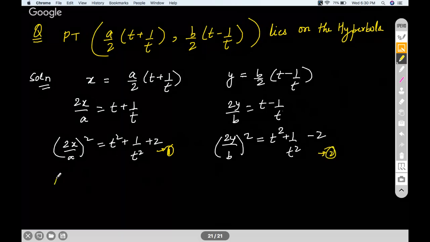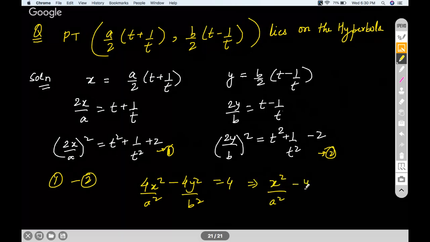Let's subtract 1 minus 2. That gives you 4x square by a square minus 4y square by b square is equal to 4. Drop the factor of 4. So you get the equation to be exactly the standard case of a hyperbola. So even this could be used as a parametric form. So my point is, don't be under the impression that it is always a sec theta comma b tan theta. Okay.